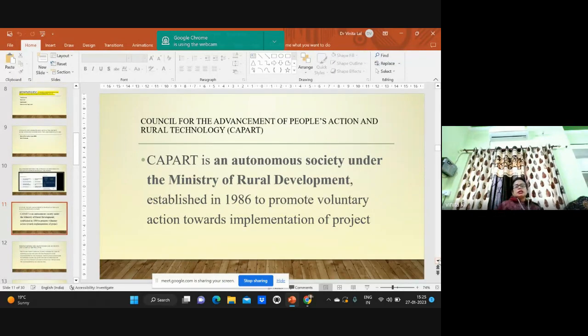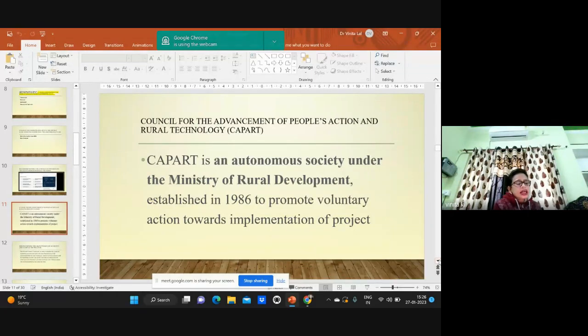CAPART. CAPART is the Council for the Advancement of People's Action and Rural Technology. It is an autonomous society under the Ministry of Rural Development, established in 1986, and it promotes voluntary action towards implementation of projects for the enhancement of rural prosperity, and acts as a catalyst for development of technologies appropriate for rural areas.